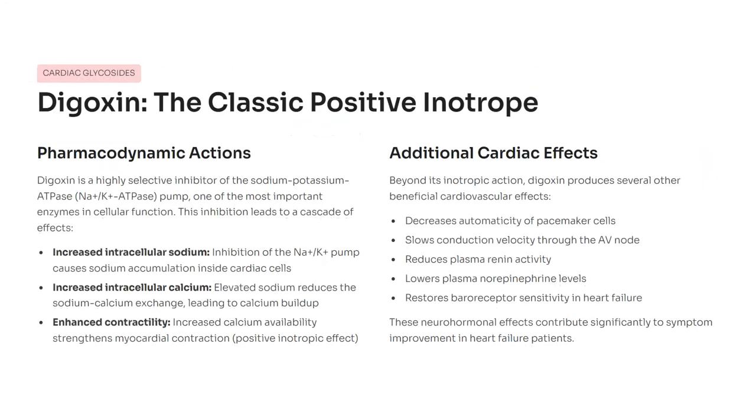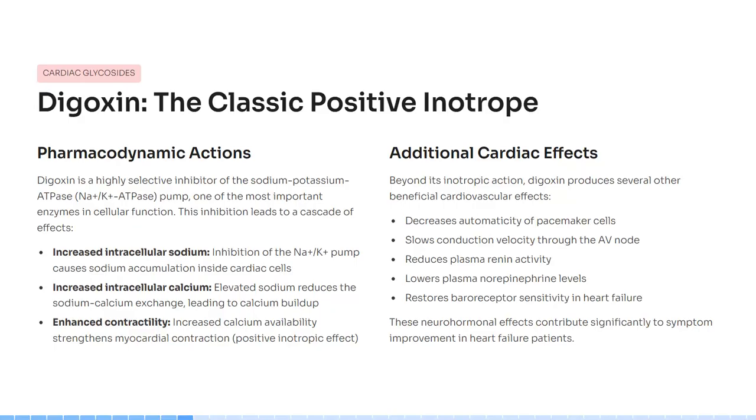So let's talk about digoxin. Digoxin is the classic positive inotrope. So, the pharmacodynamic actions of digoxin. Digoxin is a highly selective inhibitor of the sodium-potassium ATPase pump, one of the most important enzymes in cellular function.